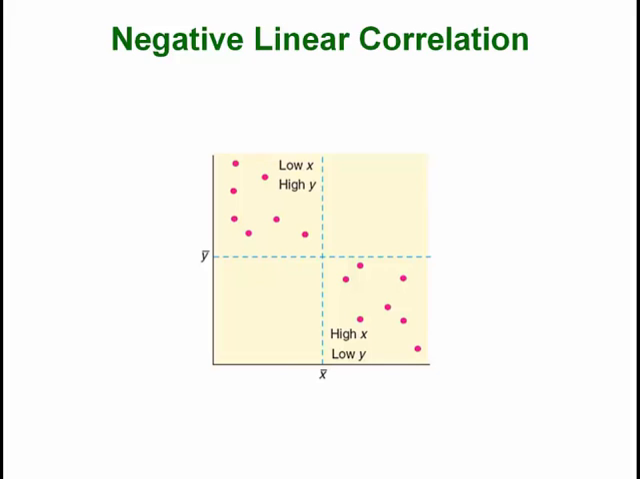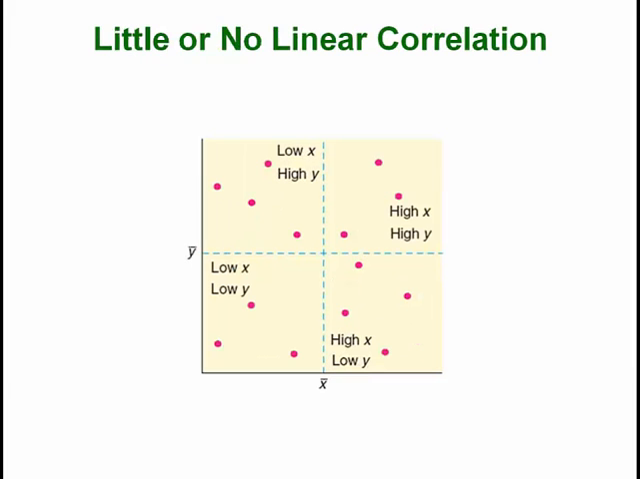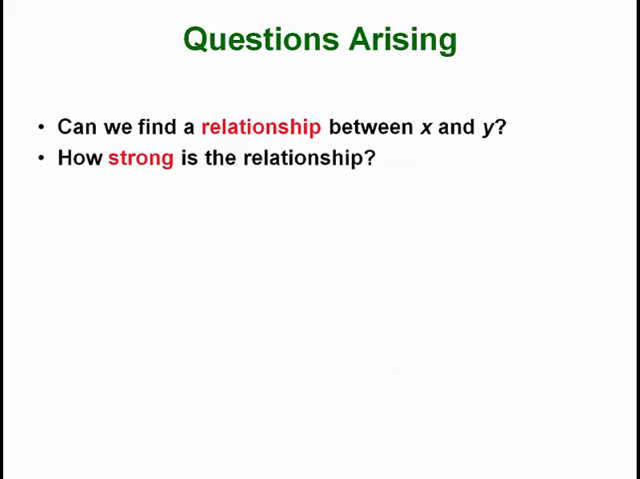So as I move to the right, as the number of people coming into my all-you-can-eat restaurant increases, my cost goes down. And that can be modeled in this situation. We'll see an example later on. And then we get to the point where the dots are all over the place. When the dots are all over the place, we have little or no linear correlation. We can measure this correlation, and we can ask ourselves questions.